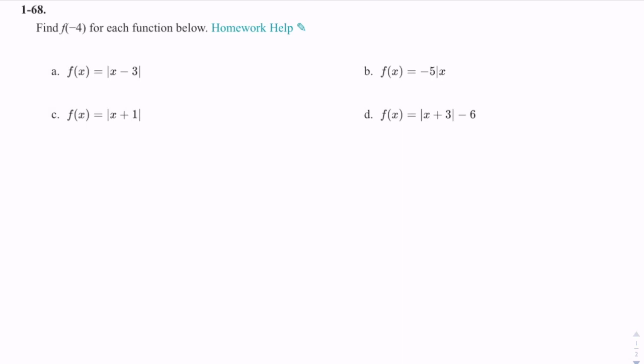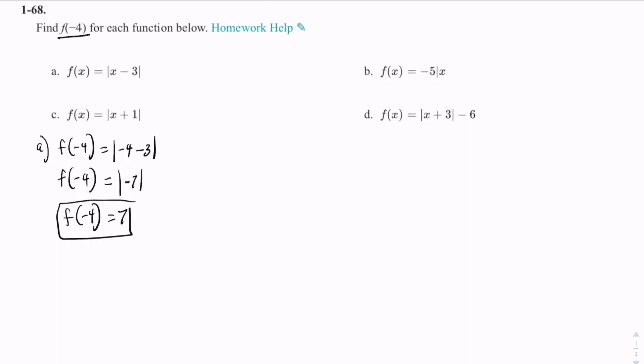Okay, for 68, they want us to find f of negative 4 for all these functions, right? So for a, they want f of negative 4 equals, and I'm going to substitute a negative 4 in for x. I'm not going to do anything else on the first line. Always substitute directly. So negative 4 and negative 3 is negative 7, and the absolute value of negative 7 is 7. So f of negative 4 is 7.